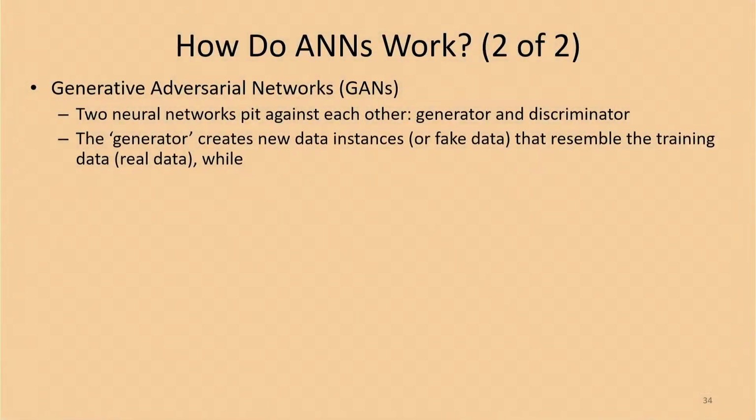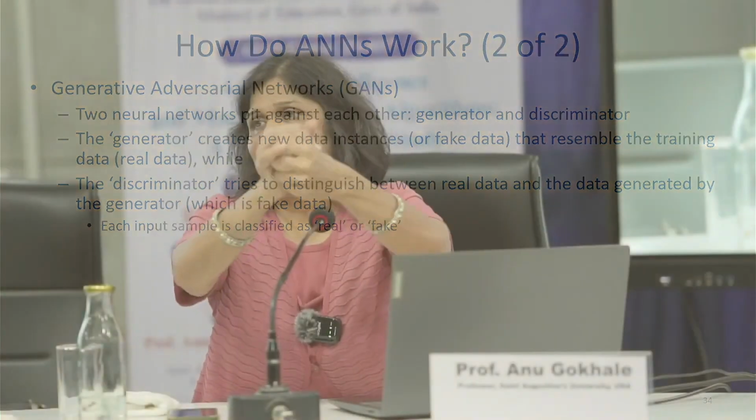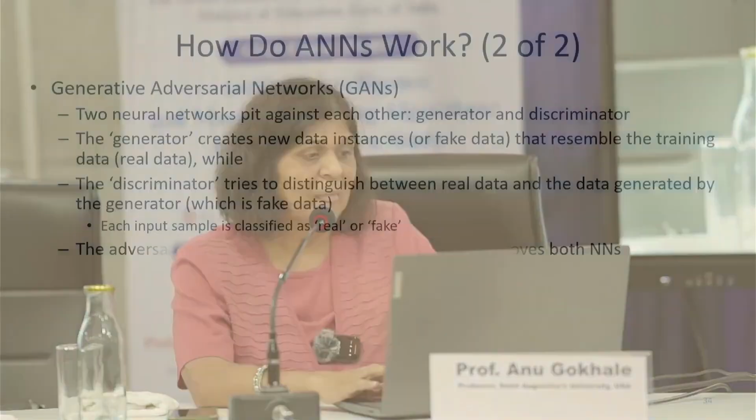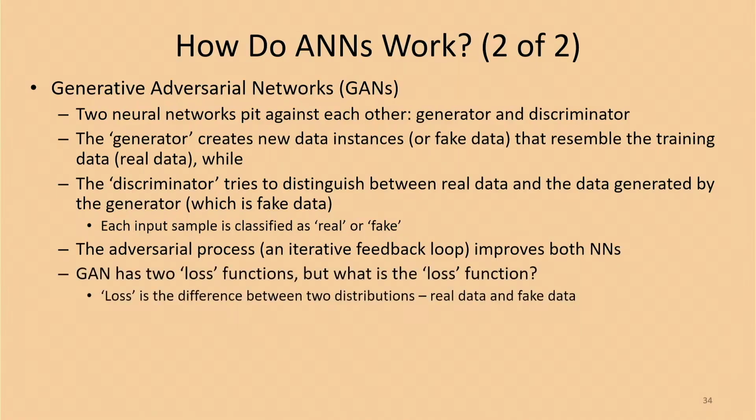So the generator creates new data instances or fake data that resemble the training data, which is the real data, right? Because that's what the whole idea is. The discriminator tries to distinguish between real data and the data generated by the generator, which is actually the fake data, and then says, how closely can your fake data imitate the real data? That's the whole idea. So the adversarial process and iterative feedback loop improves both, right? Because that's what a tug of war is. It increases the strength of both, generator and discriminator.